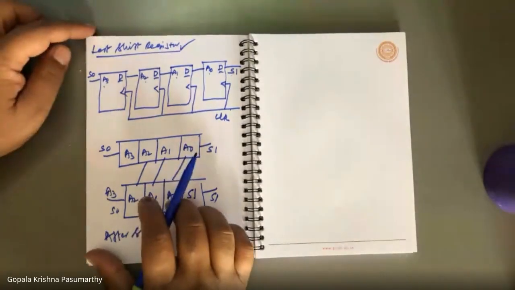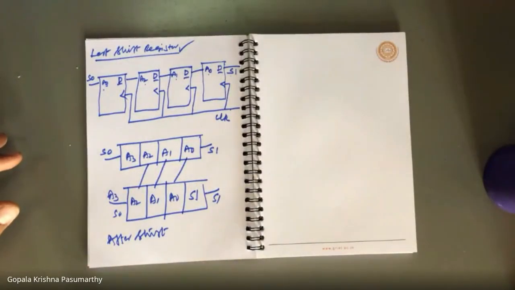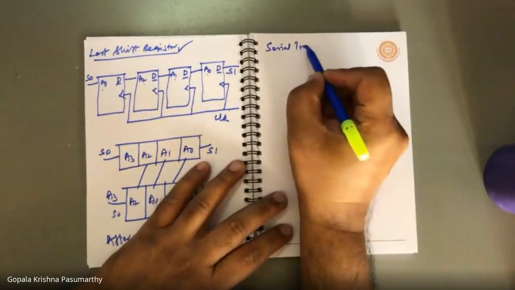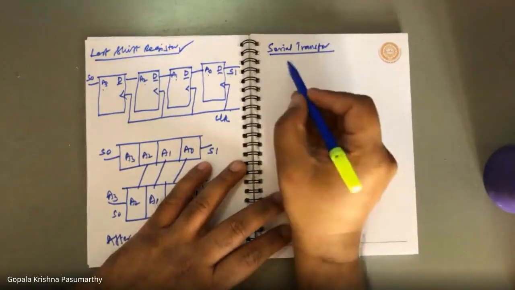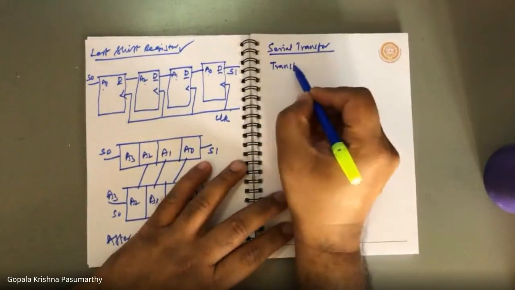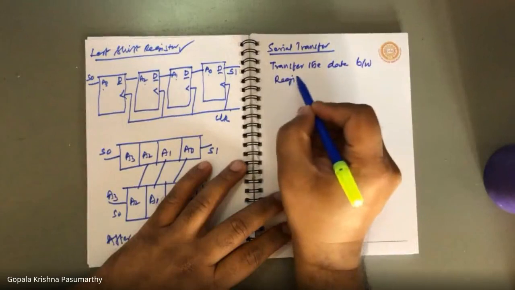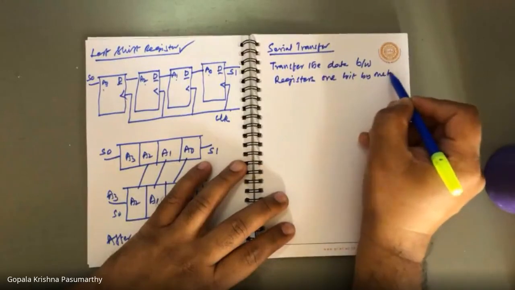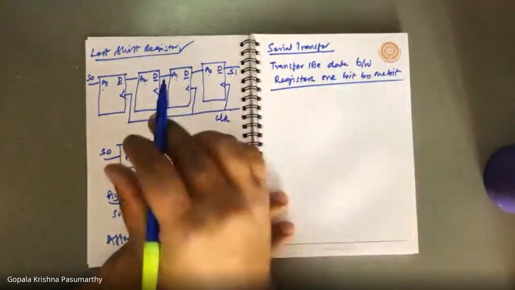So this is all about left shift register and shift registers. Now we will see another operation on these shift registers that is called serial transfer. What do you mean by serial transfer? Serial transfer is nothing but transferring the data between registers 1 bit by 1 bit. Means we will transfer the contents from one register to another register in a bit by bit mode.